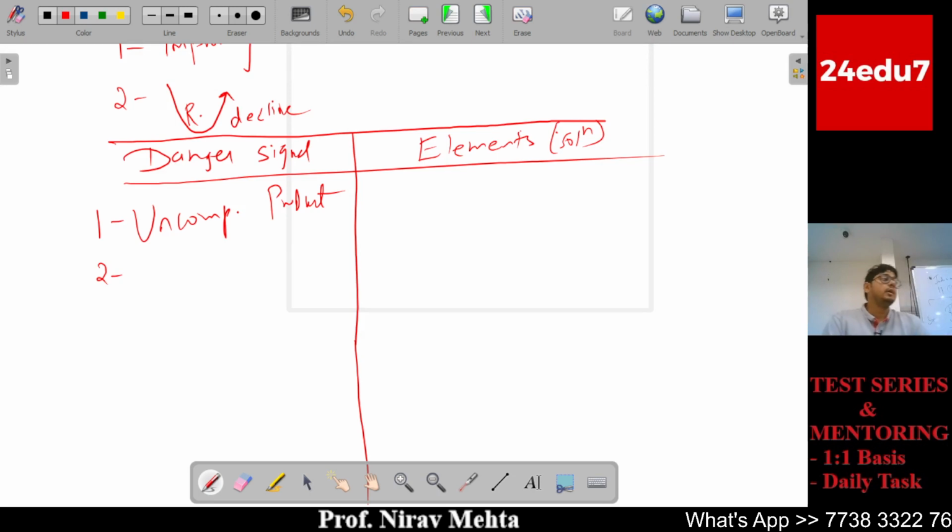Now, second point, very easy. Persistent negative cash flow. Persistent negative cash flow means what? Listen here. What is persistent negative cash flow? Loss? No. A lot of cash outgoing is more than incoming. Unwanted negative cash flow. Are you getting my point? So, what do you suggest to that company? Turnaround strategy.